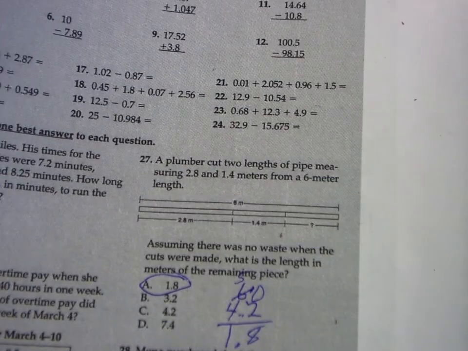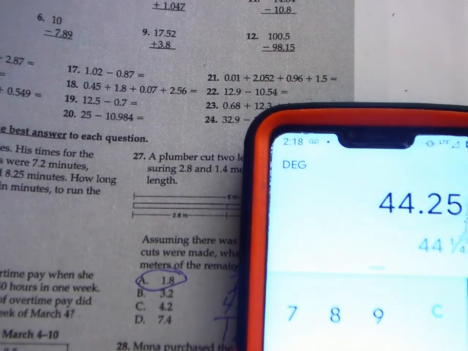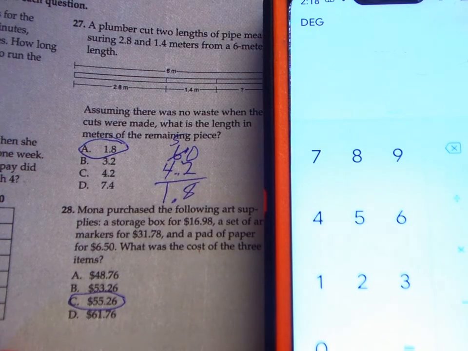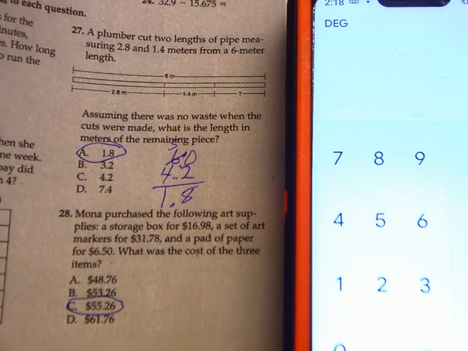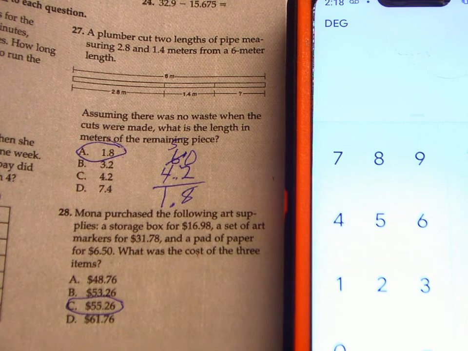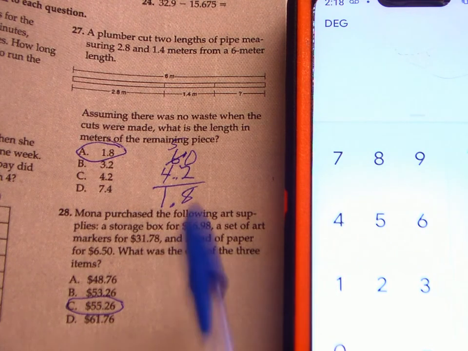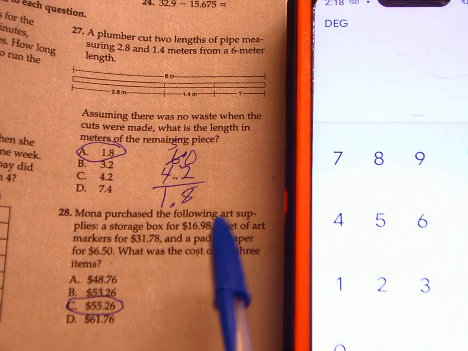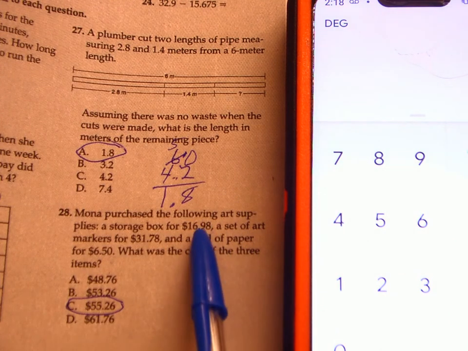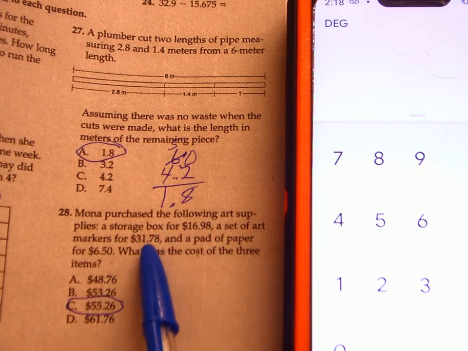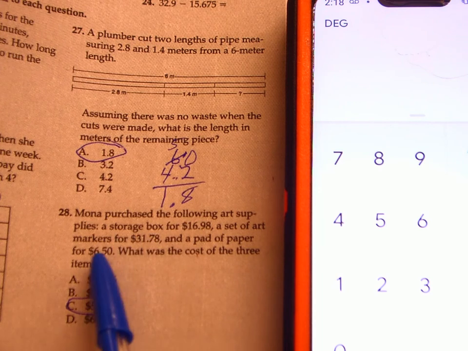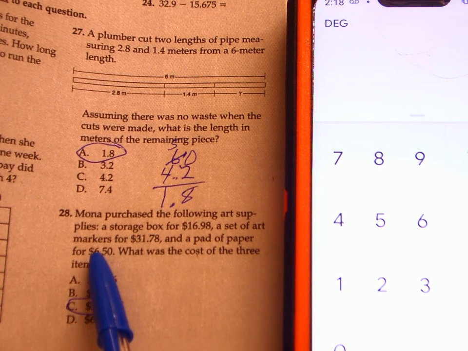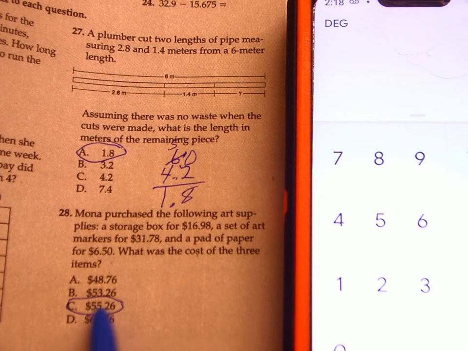55.26. Now let me try adding with the calculator to see if it comes out the same. Did you see how I was doing that one? What I did, class, is I just estimated. This is about $17. This is about 32. 17 and 32 is 49. And this is 6. 49 and 6 is 55. It's got to be around that one.